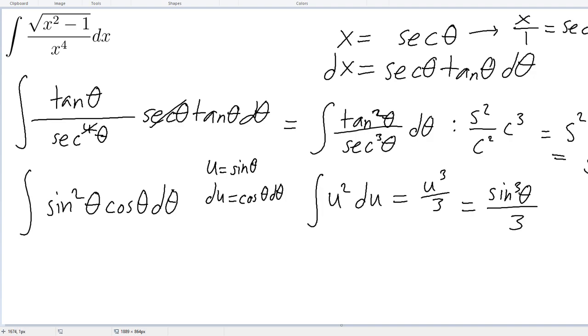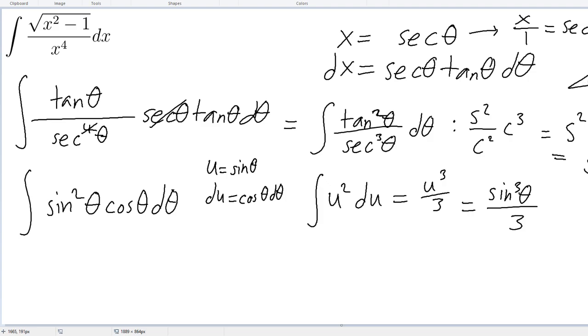Okay? If you want to make it easier for yourself, you can turn it into cosine. So this means that cosine theta is equal to 1 over x. You can definitely do that. So cosine theta equals 1 over x. We draw a triangle.